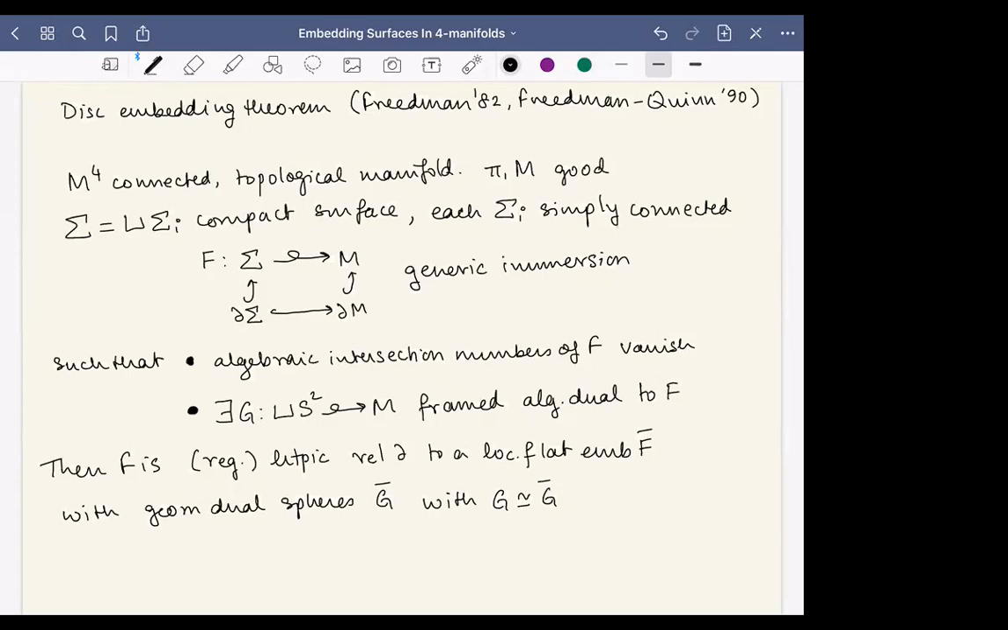So this definition of algebraically dual, I mean, it's saying a bit more than you can just pair all but one of these, isn't it? Is it not putting some condition on the remaining intersection point as well?